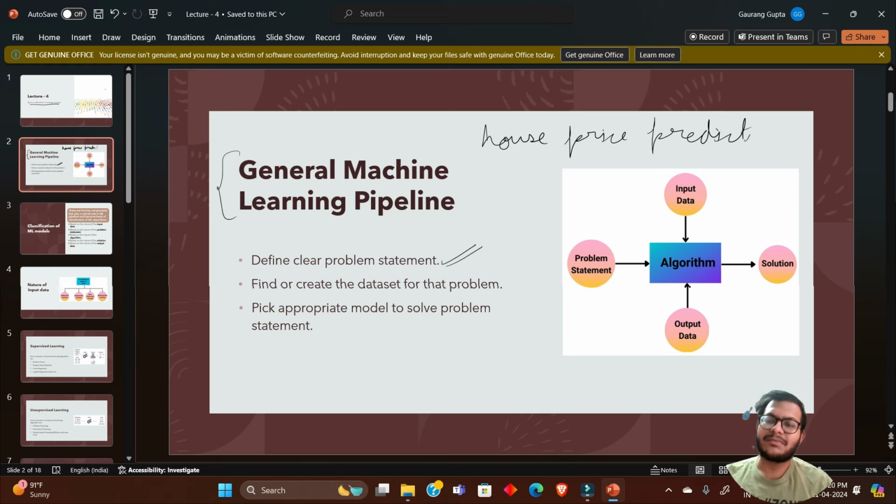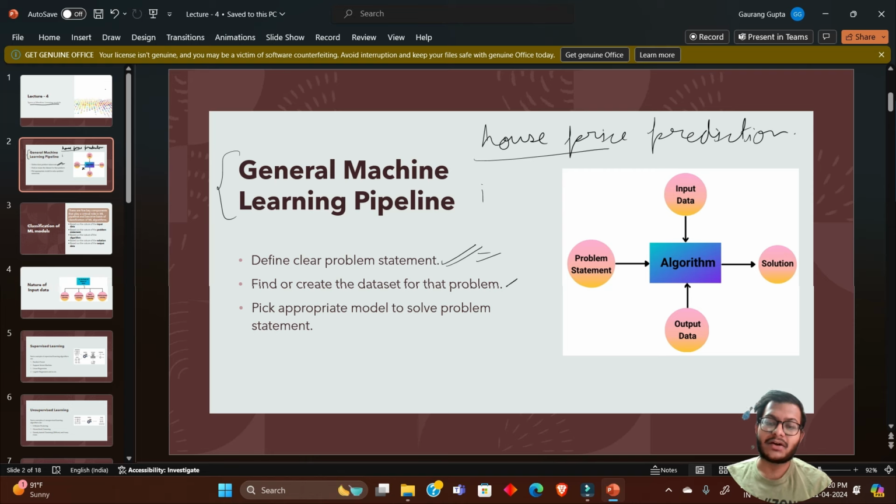In this problem statement, it is clear that we want to build a model which accurately predicts the house price in a given area. That will depend on data also, but that's the crux of the problem. This is what we want.